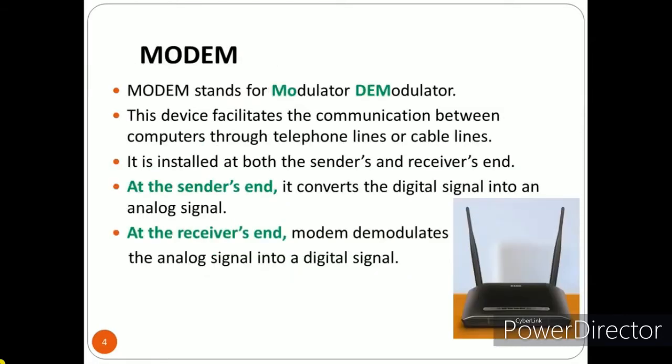Now let's discuss the modem. As you can see in the image, this is how it looks. Modem stands for modulator, demodulator. As you can see in the name, MO is for modulator and DEM is for demodulator, MODEM. This device facilitates the communication between computers through telephone lines or cables, because they can be wireless also, or they use wire also, right? And next, it is installed at both the sender and the receiver side.